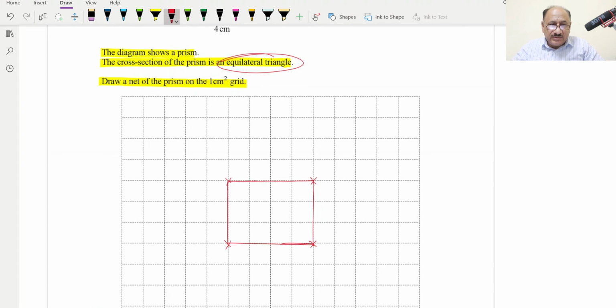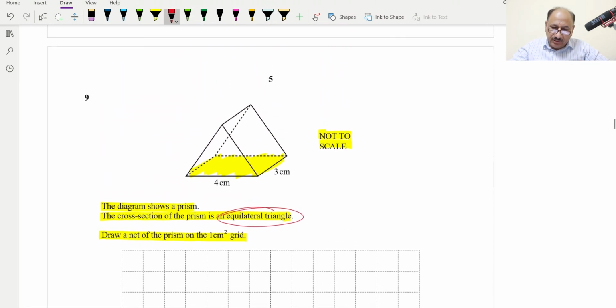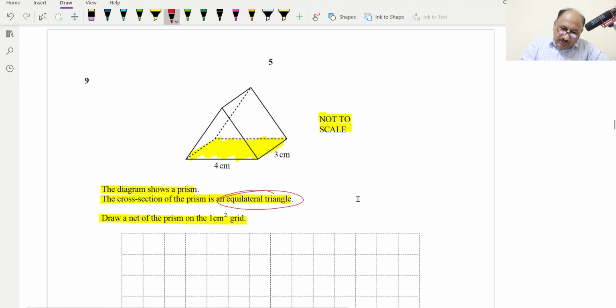Now we can draw the triangular portions, and the triangular portions will have an equilateral side. Basically, an equilateral triangle means this side is 4 centimeters, so this side will also be 4 centimeters. If we split this into two, we consider a half triangle, so the height of the triangle is required.